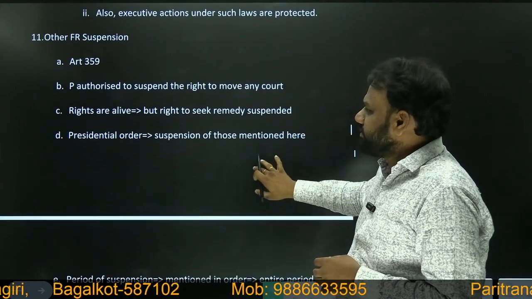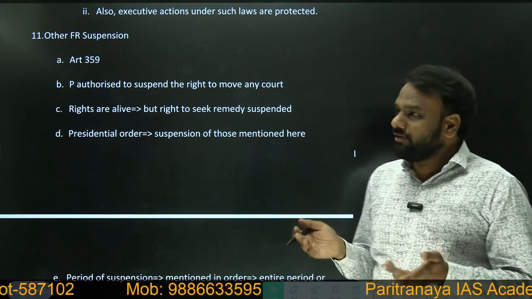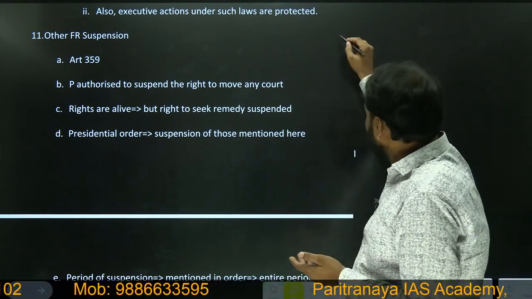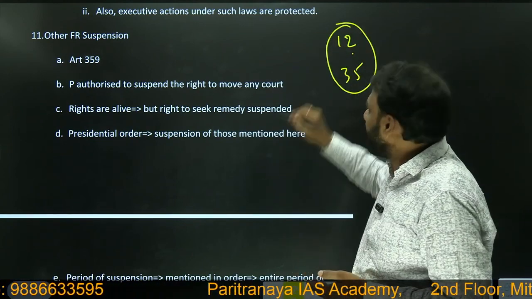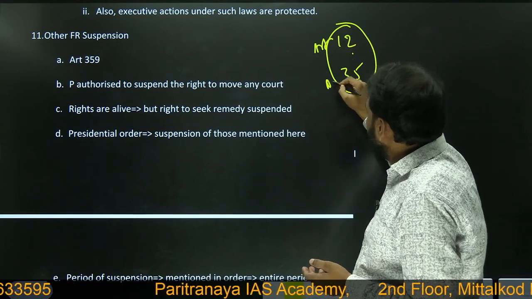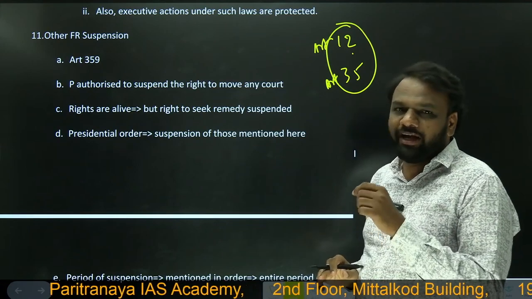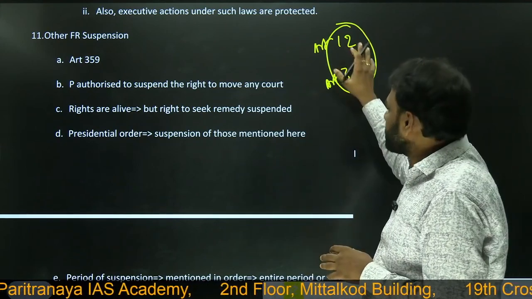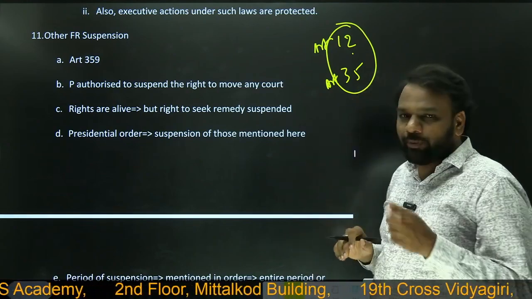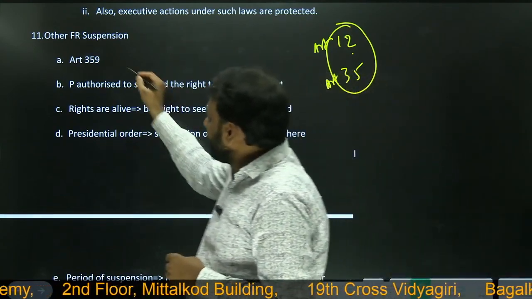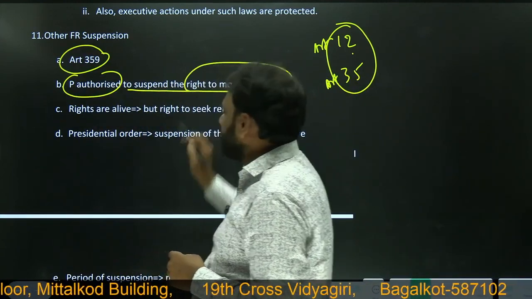Next, other fundamental rights. We discussed the suspension of Article 19, but there are other fundamental rights as well, Articles 12 to 35, except Article 19. Can we suspend these fundamental rights? Yes, we can suspend these fundamental rights, but except Articles 20 and 21. But is the suspension of these fundamental rights automatic? No. As per Article 359, the President is authorized to suspend the right to move any court.